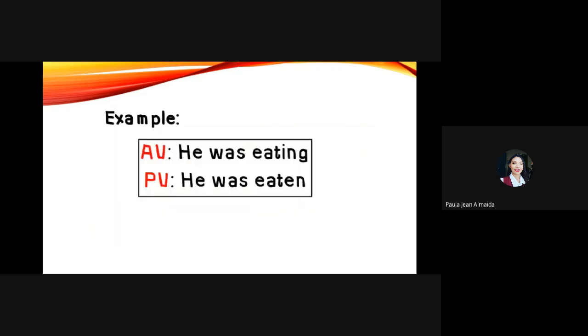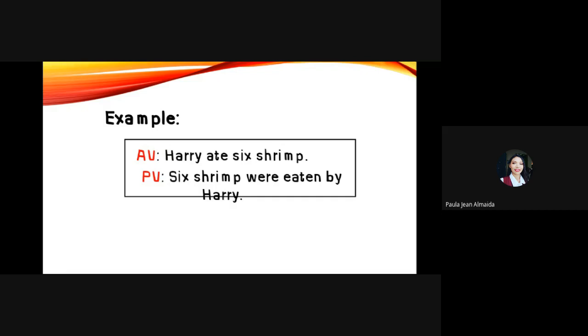Thank you so much. See the difference, class. In an active voice, the subject he was eating maybe a prize. While in passive, the subject was eaten by something. So the subject was being acted upon. Here is also an example. In this example on the active, Harry is doing the action. On the passive, the sick shrimp was acted upon by Harry. Do you understand now, class? Okay, do you have any question?